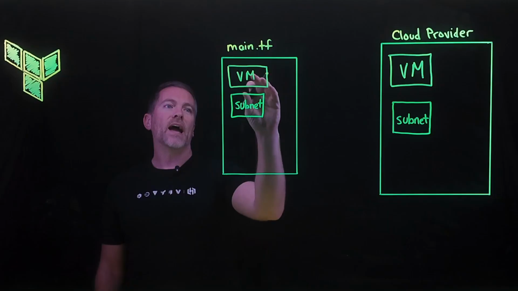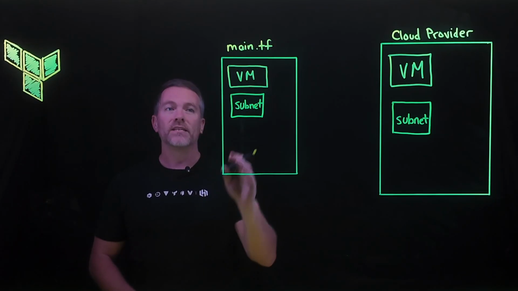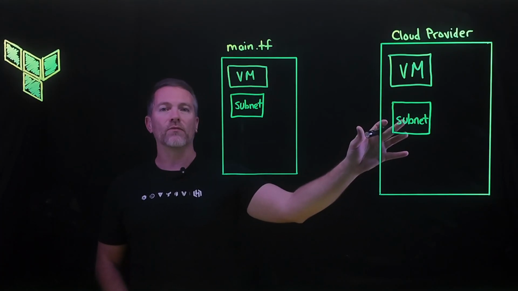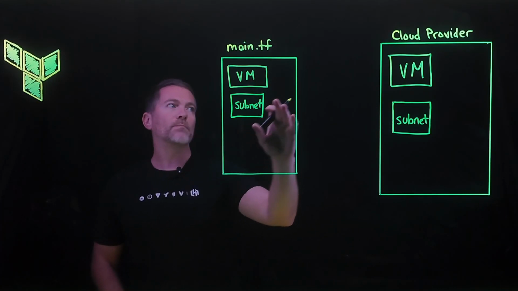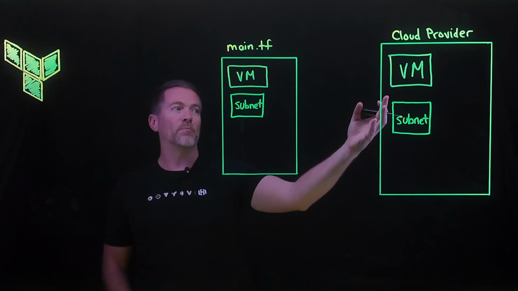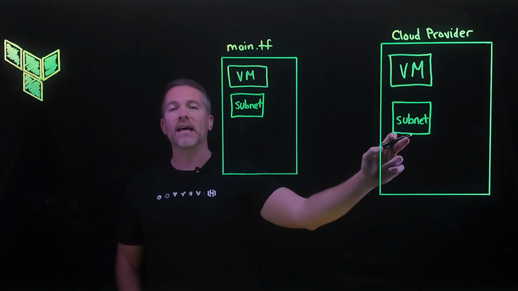Well, what happens is after we run the apply or the plan, when we add the subnet, Terraform is going to compare our desired state with what's actually running in the real world. And before we add that subnet, well, we only had a VM running in our real world resources, right, on our cloud provider. So what happened is Terraform compared it and said, oh, you know what? I need to add this subnet.